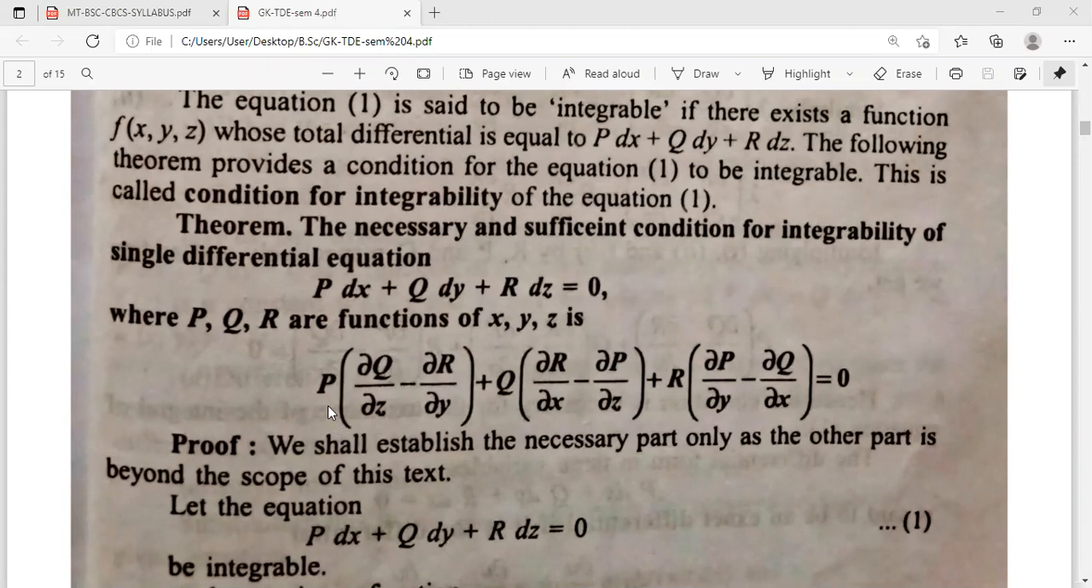Now, if you write the first component, the remaining you can write easily by replacing P by Q, Q by R, R by P, and similarly in the cyclic order, x by y, y by z, z by x. By writing in the cyclic order, replacing one by the other, you will get this condition, which is called the exactness condition.